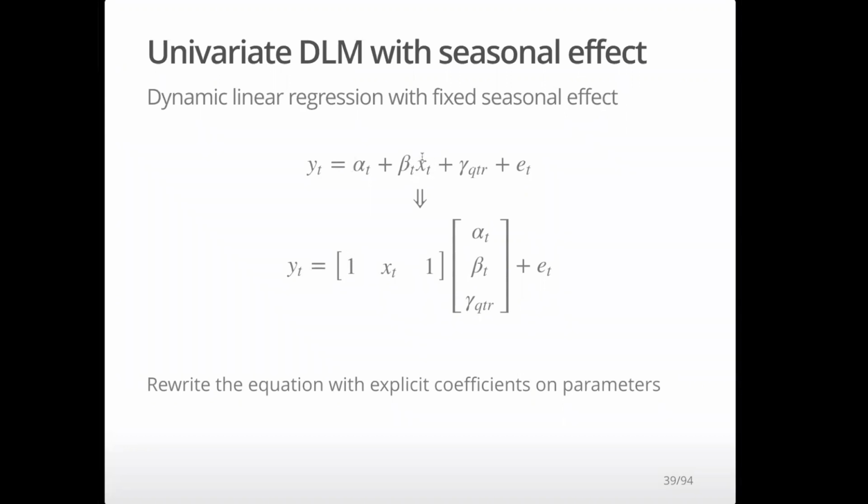We'll rewrite this so the x is the coefficient. So we'll put that down here. And then there's a 1 here. We put that down here. And then we have our vector of parameters, alpha, beta, and gamma. They end up in this vector.